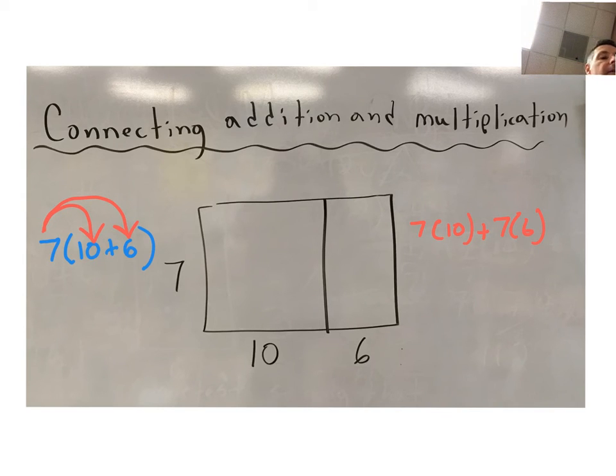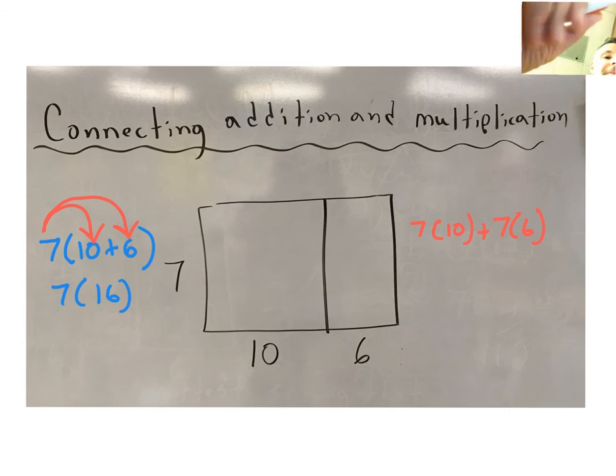All right, now we can do some solving of the expressions. So we have an expression and an expression. So let's solve now. 7 times, I'm going to stick with my blue color, so 7 times 10 plus 6 is 16. And over here we have 70 plus 42. 7 times 6 is 42. So our answer will be the same.